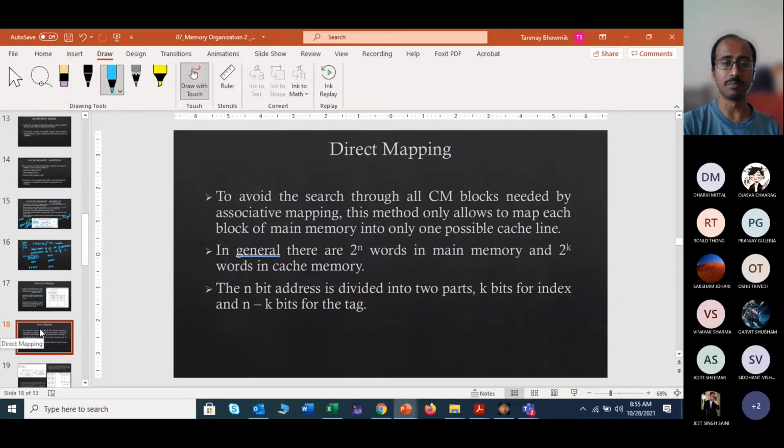Whenever you use the direct mapping technique, we will basically make two parts, right? One is tag and one is index. Now the point is, as we discussed earlier, your index is fixed. You cannot change the index. You can change the tag part. So how can you change the tag part? Let me just show you.